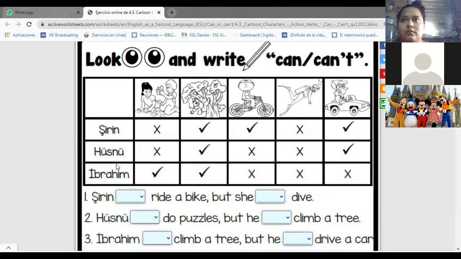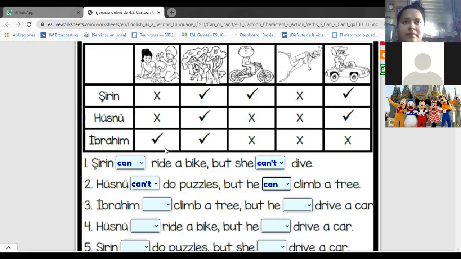Okay, so we have Zirin, who's new, and Ibrahim. In different activities, for example, do puzzles, climb a tree, ride a bicycle, dive, que es bucear, drive a car. So for example, Zirin can ride a bike, but she can't dive. Who's new? Can't do puzzles, but he can climb a tree. Ibrahim can climb a tree, but can't drive a car.